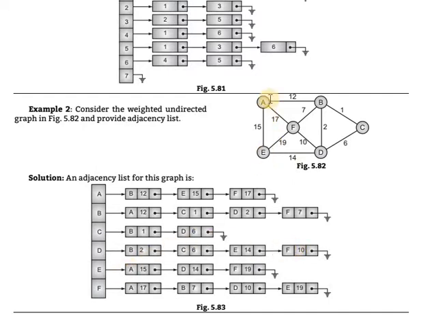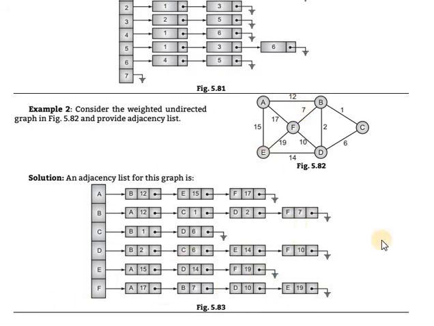E to which are the A, F, D: A, D, F. A value 15, D value 14, and F 19. F to 1, 2, 3, 4: A, B, D, E. A value 17, B value 7, D 10, and E 19.